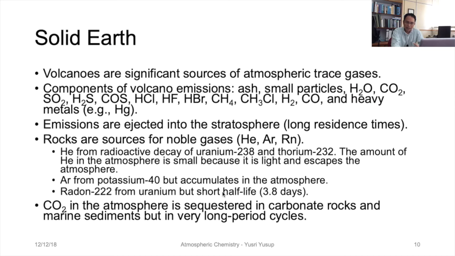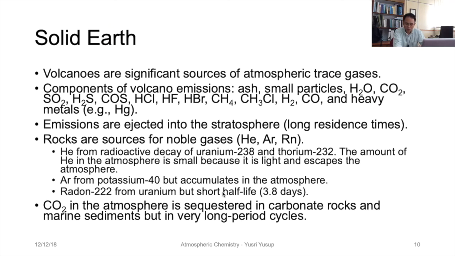And then there's the argon gas, which comes from the radioactive decay of potassium-40, but it can accumulate in the atmosphere because of its relatively heavier nature compared to helium.